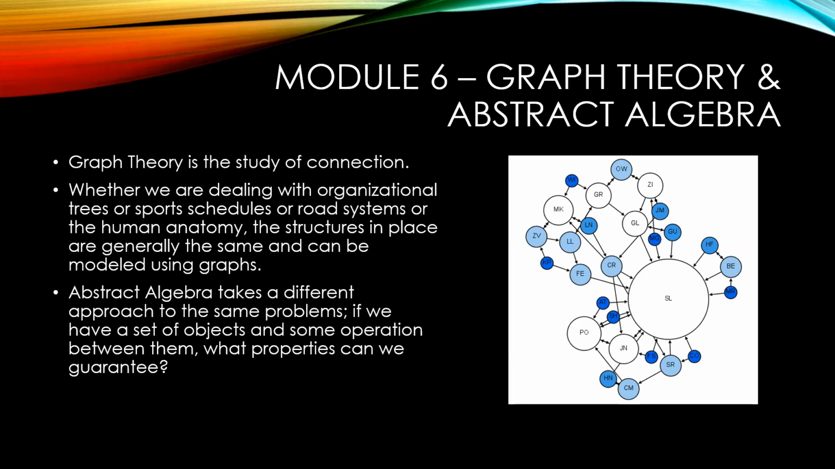The other topic in this module is abstract algebra. So abstract algebra takes a different approach to the same problems. If we have a set of objects and some operation going on between them, what properties can we guarantee? I often think of this in terms of things like a Rubik's Cube. When we think of the motions of a Rubik's Cube, it turns out the properties related to them are very similar to the properties of real numbers. And understanding that sense of connection can make it so that when we're dealing with other similar objects, we can understand the motions of those objects as well.